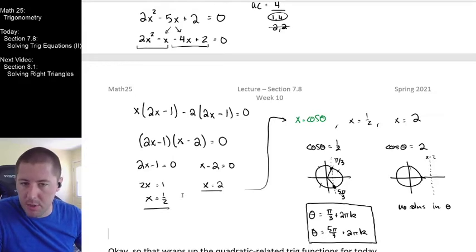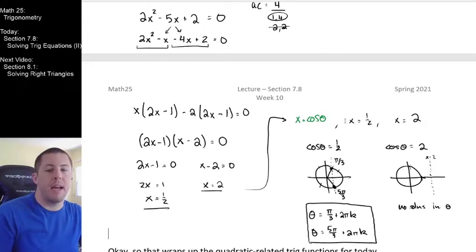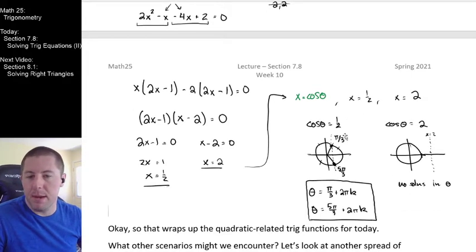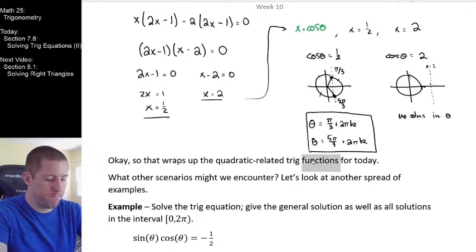Once we're done dealing with the quadratic, we then go back and say, okay, now really, we cheated. We got rid of our trig terms. Let's bring those back in where they belong and finish up by solving just these simple trig equations that we have right here. This is why section 7.7 was important, because a lot of our hard problems ultimately boil down to these more direct trig equations that we're solving right here. Okay, so that wraps up our quadratic related trig equations for the day.